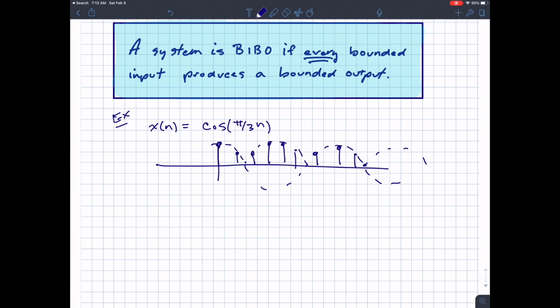The point is we have this sequence given by cosine of pi over 3 n. This is probably not an accurate graph, but you get the idea. There is some number, and in this particular case the number is 1. Every term in the sequence is less than 1, so this is bounded.